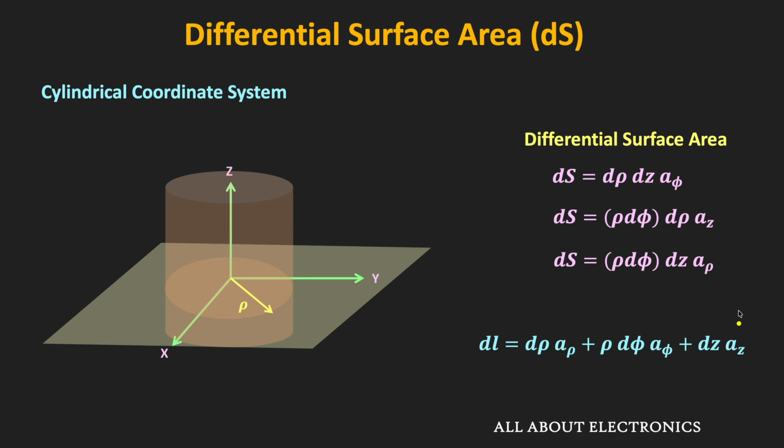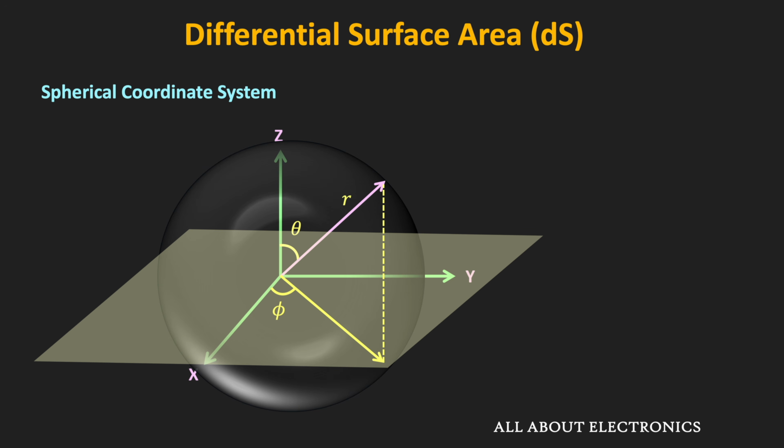So for example, if you want to find the differential surface area which is normal to the rho direction, then for that, we will multiply the other two components of the differential length. And in this way, we can easily find the differential surface area. So similarly, let us find the expression of the differential surface area for the spherical coordinate system.